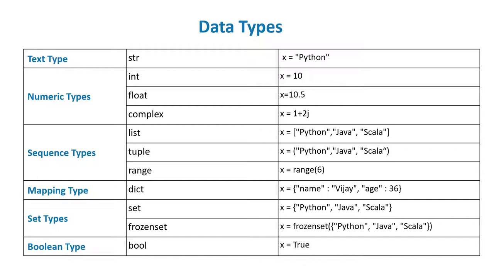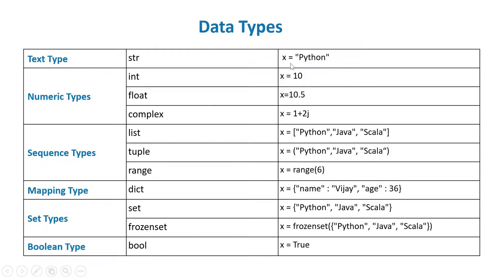Here in this slide I have listed all the different data types available in Python. These are the key ones which are important for every beginner and every programmer to understand. The first one is the text type. STR stands for string. I've given an example within a variable: I have declared x equal to "Python" under double quotes. When I declare this, it means it is a string data type.